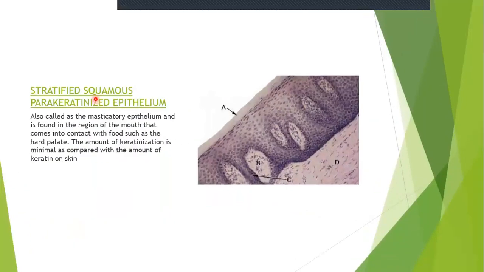Then let's look at stratified squamous parakeratinized. Parakeratinized means, yes, there is keratin, but it is not that much. It is also known as the masticatory, and it is found in the region of the mouth that usually comes into contact with the food, such as the hard palate. So the amount of keratin in the parakeratinized epithelium is lesser than the one found in stratified squamous keratinized epithelium. So you can see just a small amount of keratin, and it is found in the hard palate.